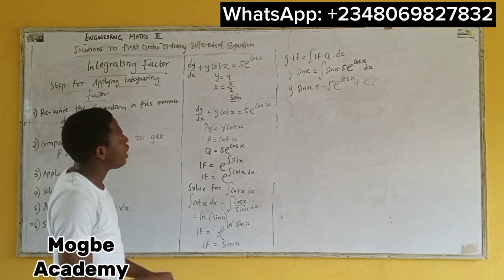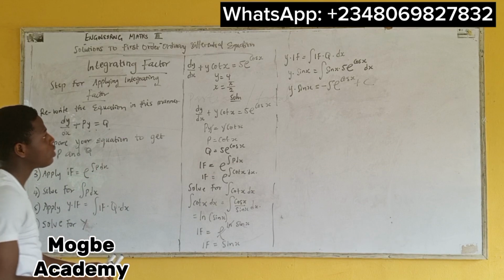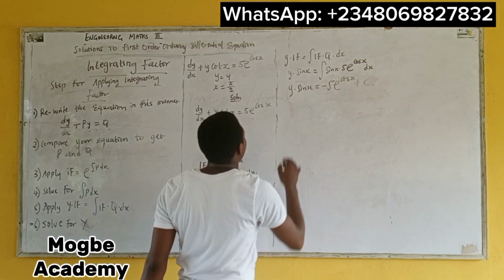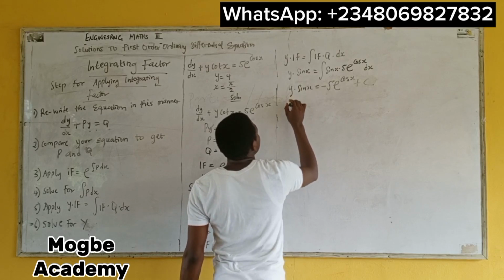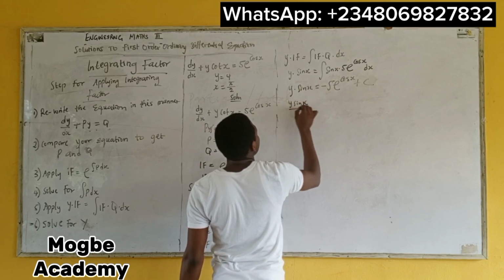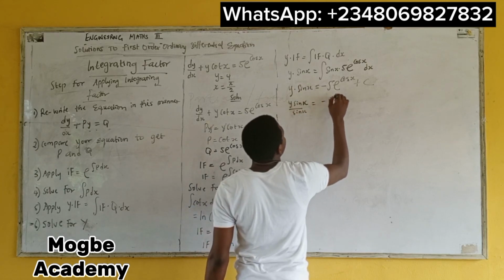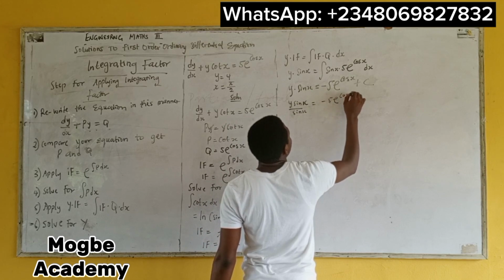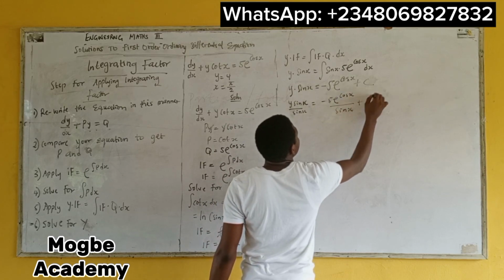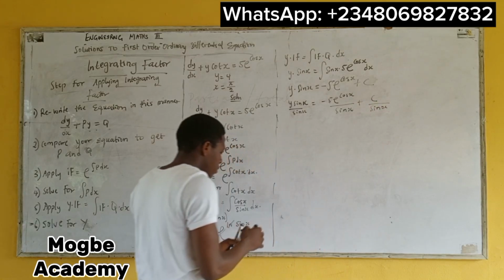What do you think we should do next? It says solve for y, so we are making y the subject of the formula. We divide through by sine x. So we now have y sine x divided by sine x, which equals minus 5 e^(cos x) divided by sine x plus c divided by sine x. That's what we have.